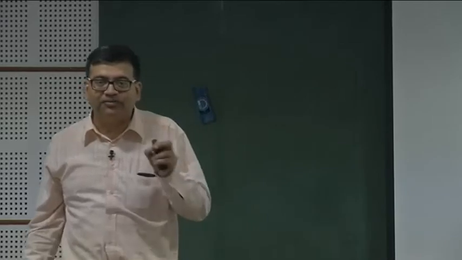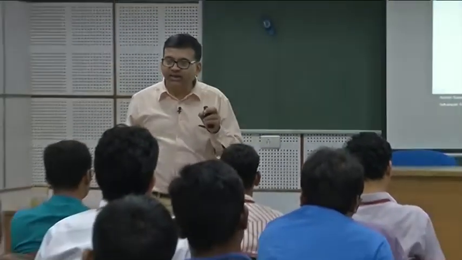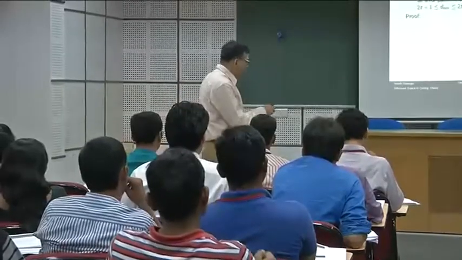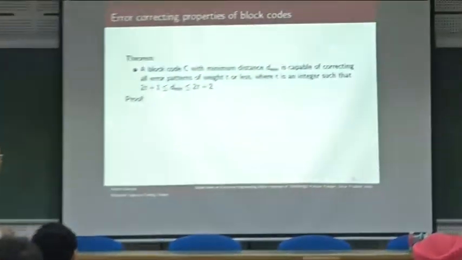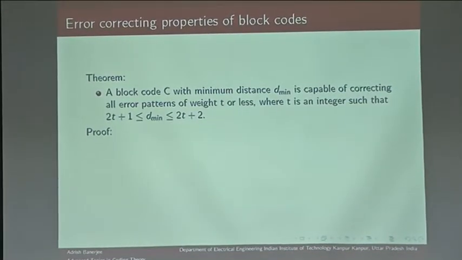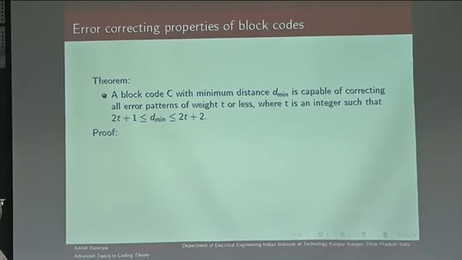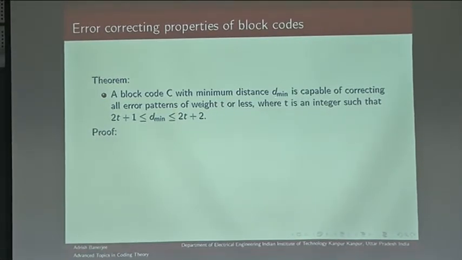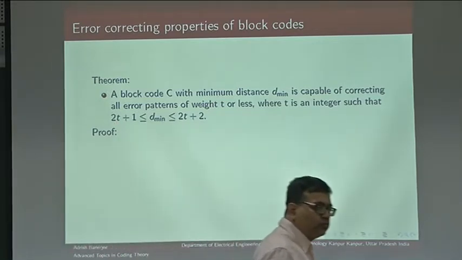So, you saw how the minimum distance of the code is related to the error detecting capability of the code. Now, we are going to talk about how the minimum distance of the code is related to the error correcting capability. How many errors can it correct? If you have a code C with minimum distance D min, it is capable of correcting all error patterns of weight T or less, where T is given by this. So, D min lies between 2T plus 1 and 2T plus 2.